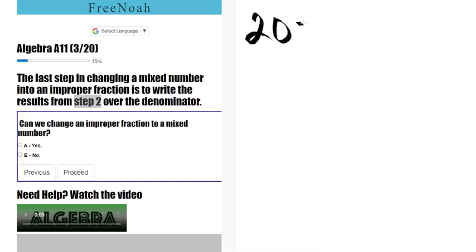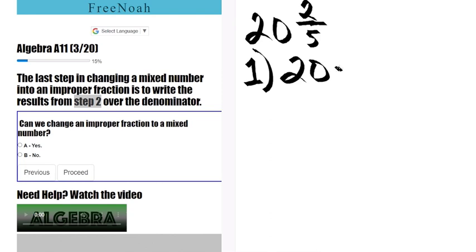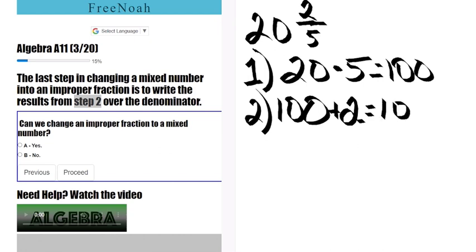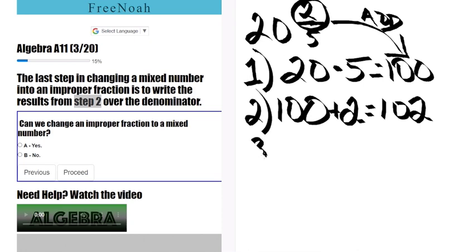Last example here is 20 with a fraction of 2/5. Alright, so 20, 2 over 5. First step, 20 times 5, that'll give us 100. For our second step, we're going to take the 100 and add 2, because 2 is the numerator in the fractional part, and we're given a sum of 102. Right here you see the 2, and we're going to add it to 100.